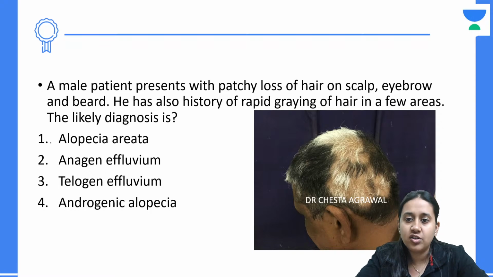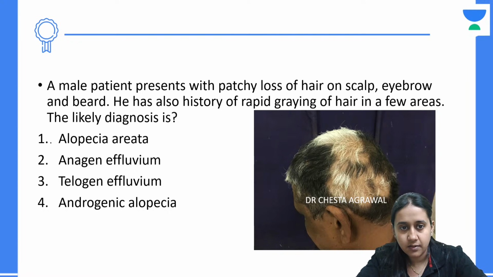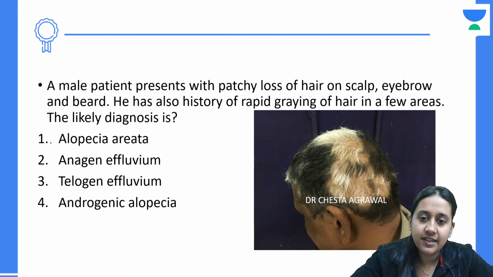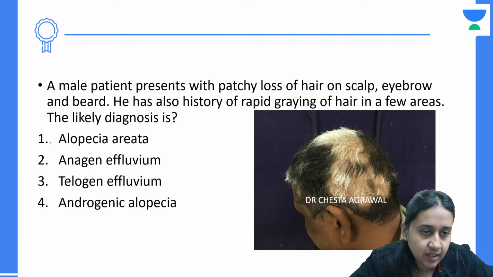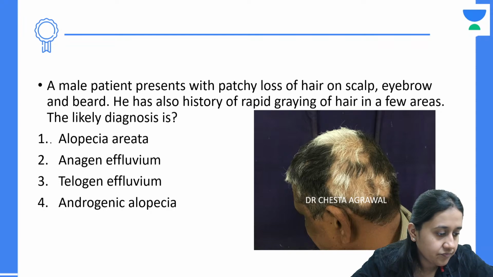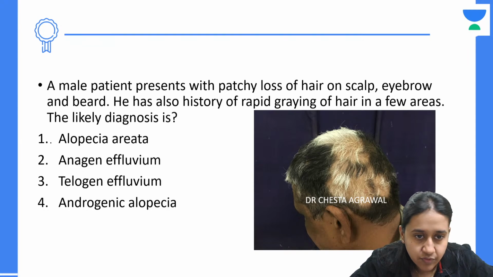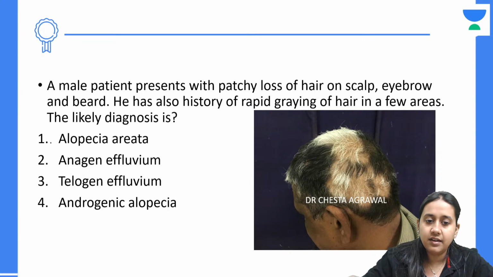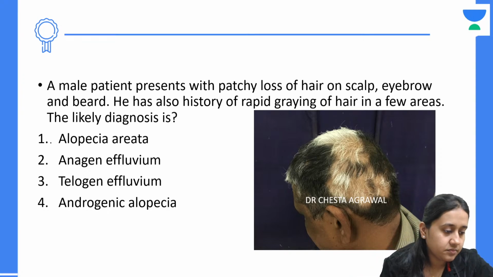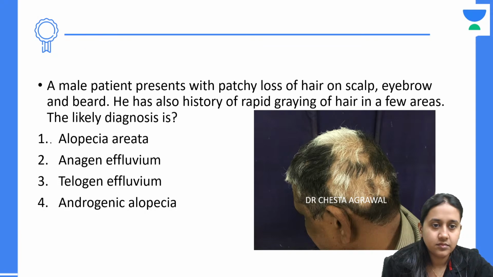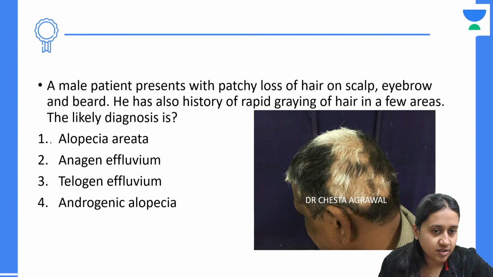A male patient with patchy loss of hair on scalp, eyebrows, beard. He also had history of rapid graying of the hair in a few areas. What is the likely diagnosis? Alopecia areata, anagen effluvium, telogen effluvium, or androgenic alopecia.